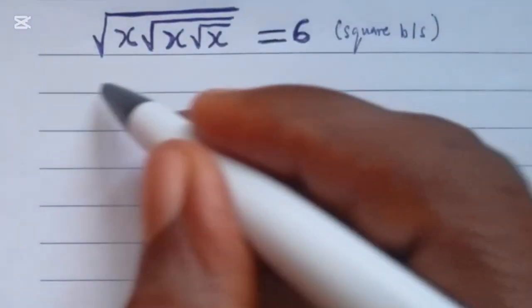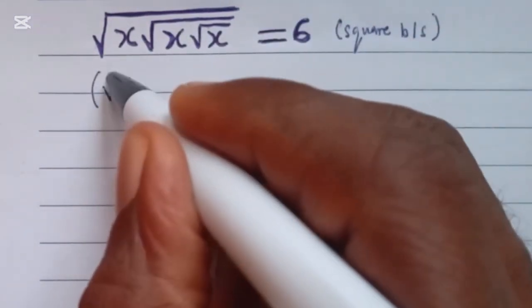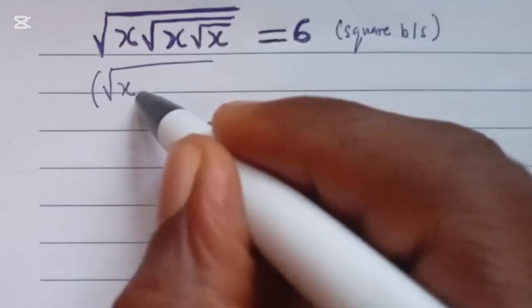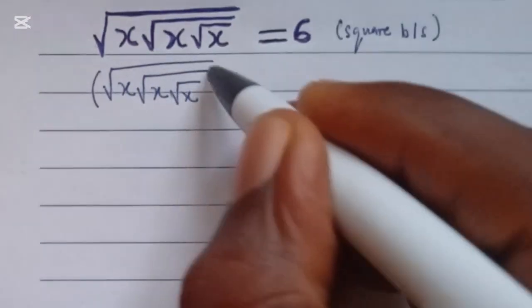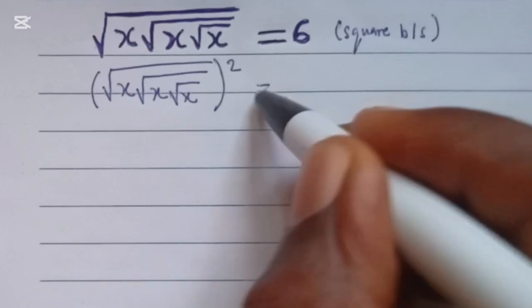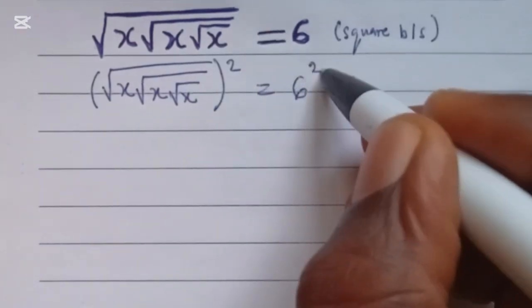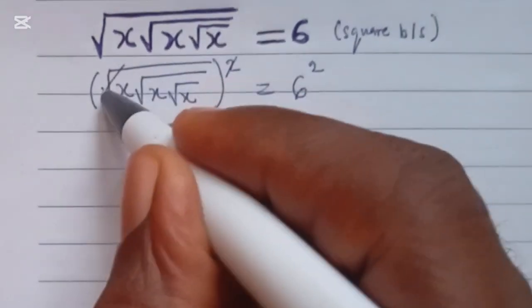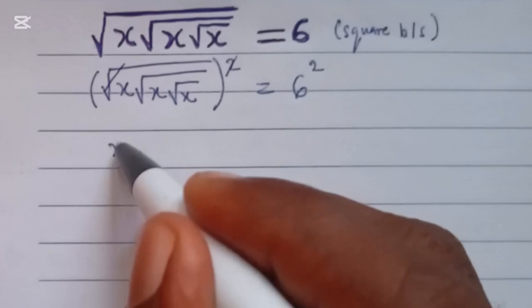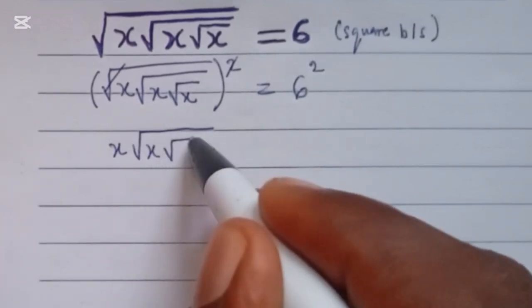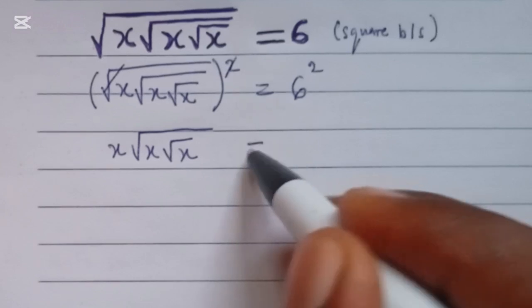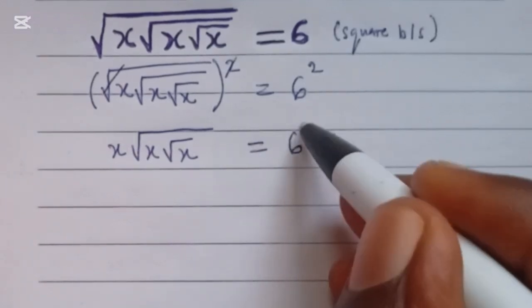When you take the square of this, it becomes the square root of x, the square root of x, and then the square root of x. When you take the square of this, it becomes 6 to the power of 2. This squared takes out this squared. We are left with x, and then the square root of x, and then the square root of x. Okay, the first square root is gone. Let's leave it as 6 to the power of 2.